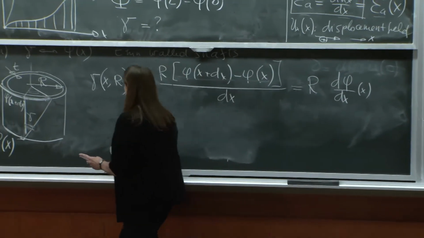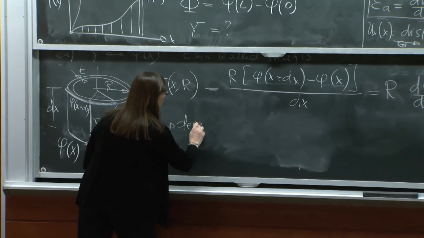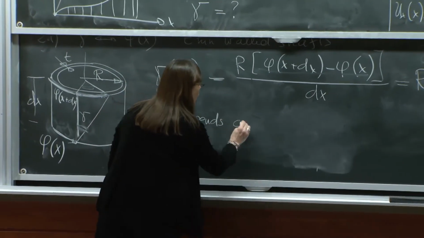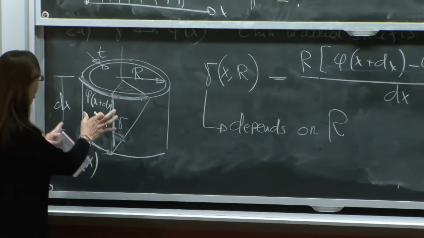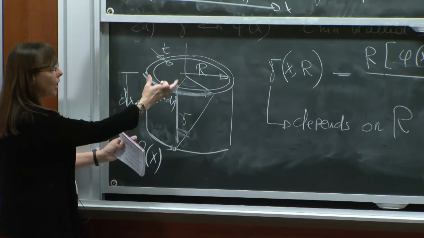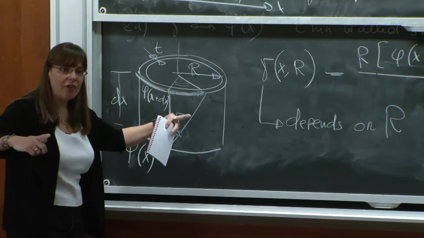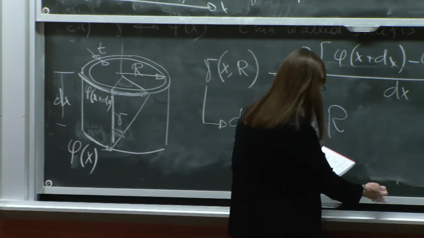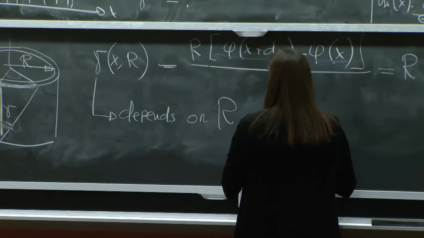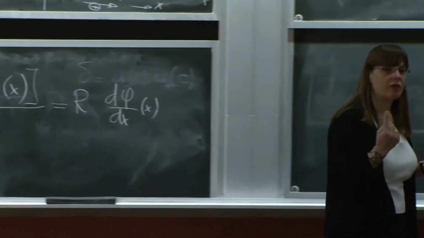Notice that gamma depends on where you are. If I give you how much is d phi dx, I'm going to have bigger gamma for that d phi dx if my shaft had a bigger radius. See, it depends on r. Okay, so now we did a thin wall shaft.